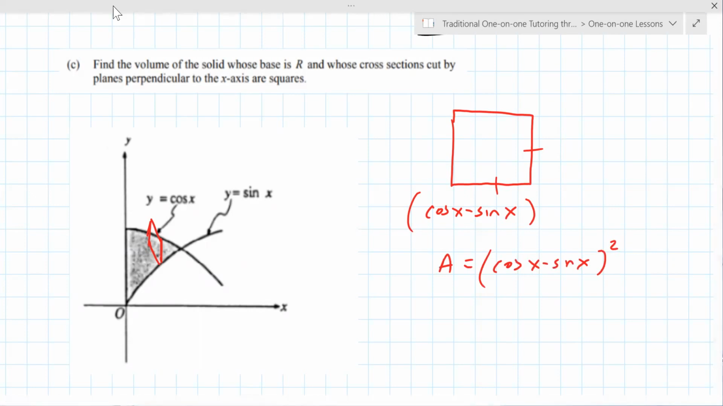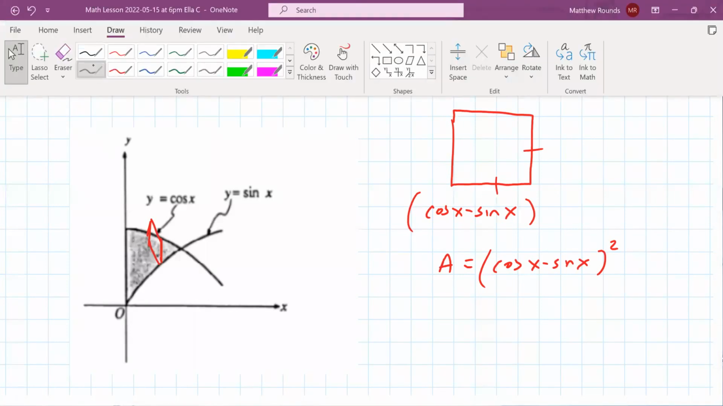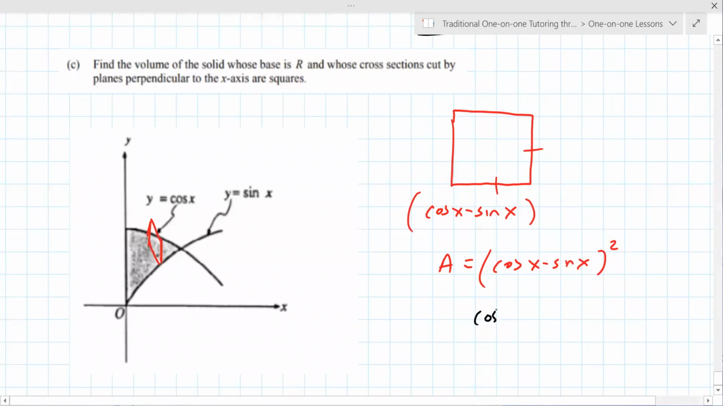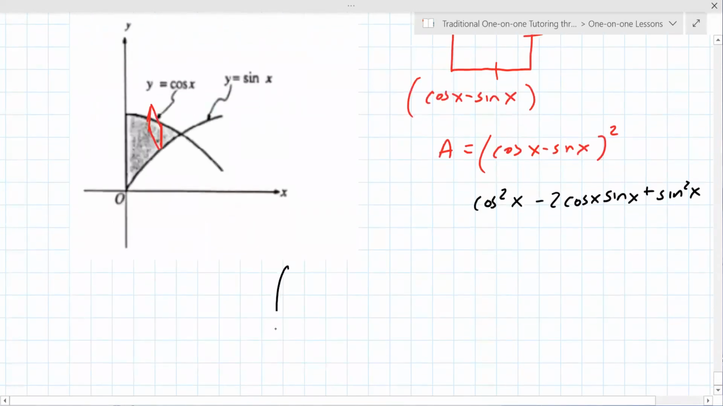Okay. I'll stop using red here. It's a negative color. So if you were to multiply this out, you'd get cosine squared x minus 2 cosine x sine x plus sine squared x, which is different than the previous one. And the reason that matters is because when you integrate for volumes, you integrate the area, A of x dx. So there's no pi. It's squared because it's the area of a square, but it's this thing right here.